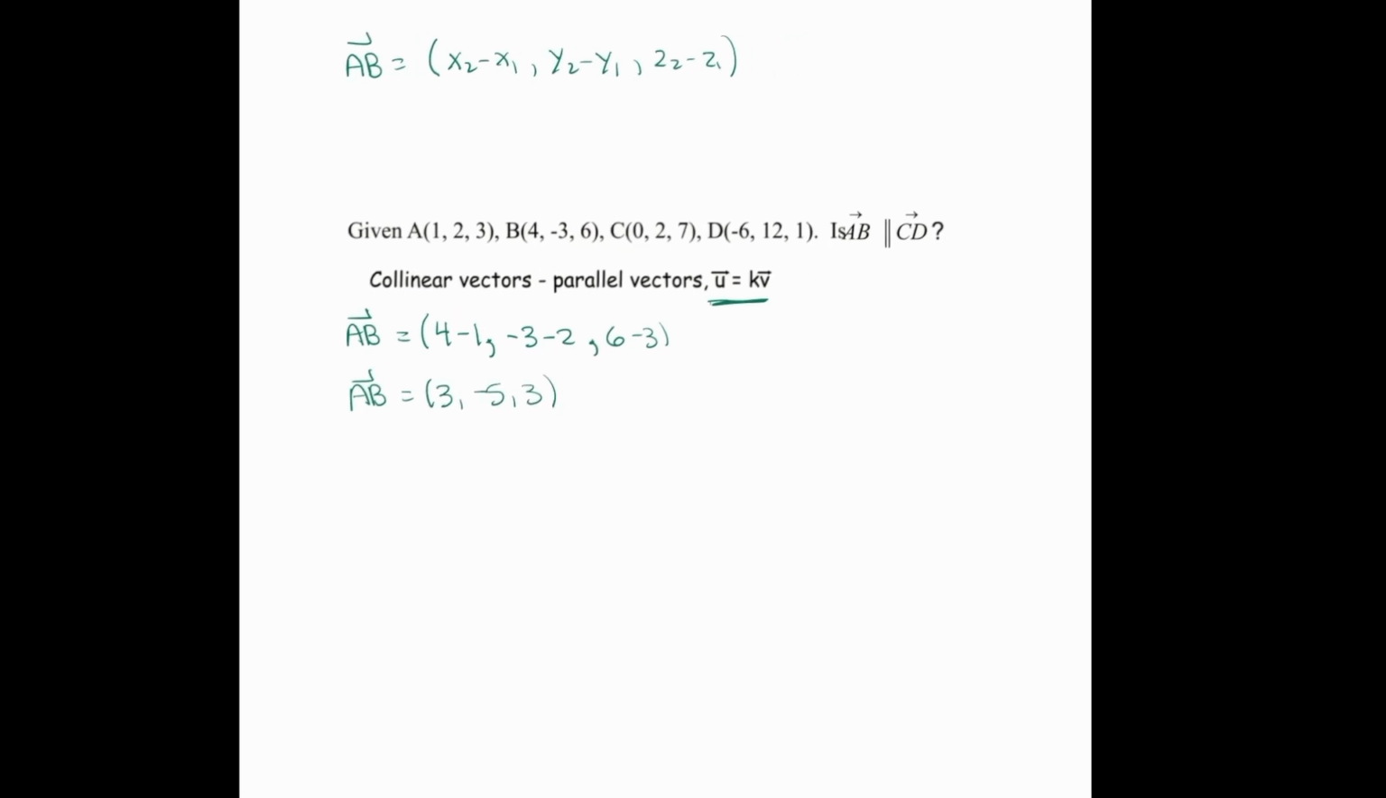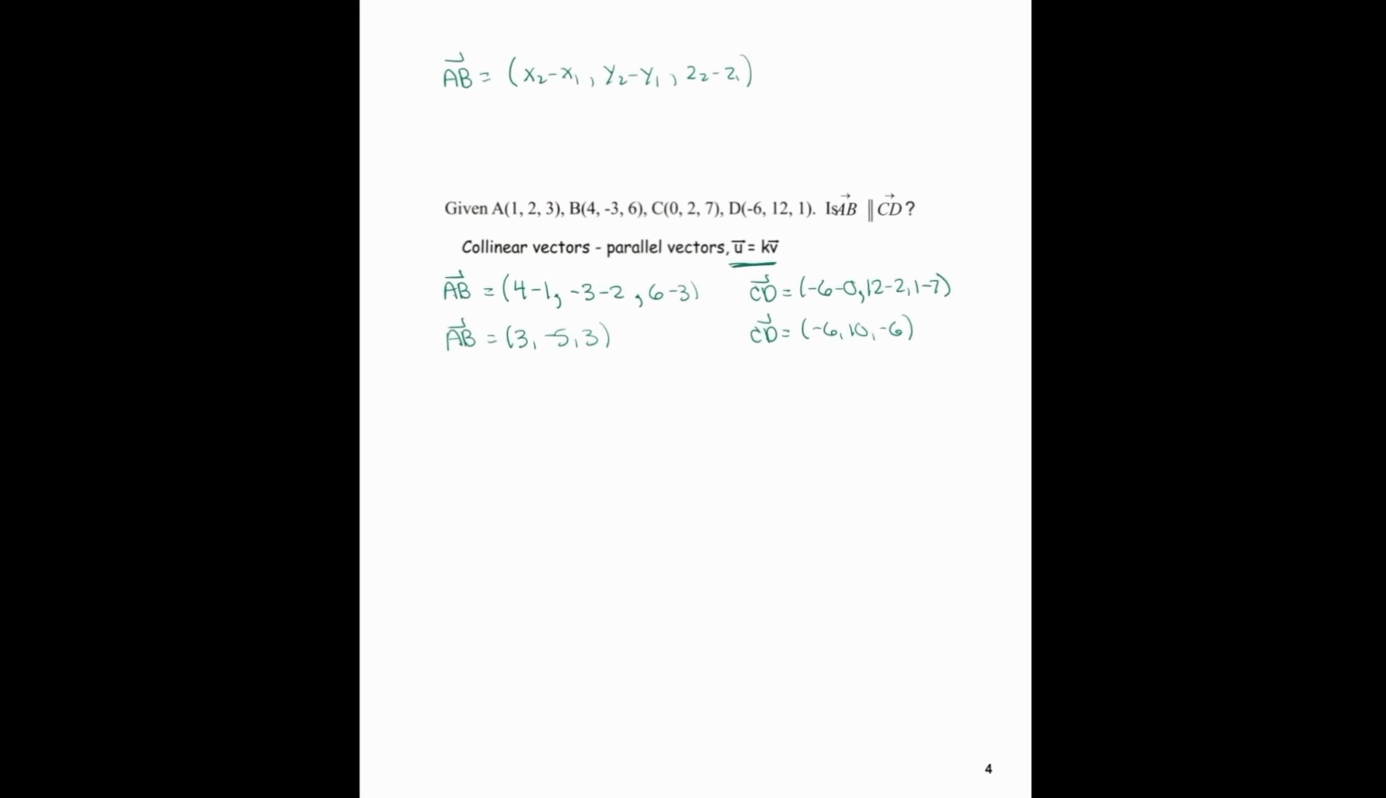Now let's do the same thing for CD using the same process. We have negative 6 minus 0 for our x value, 12 minus 2 for my y value, and 1 minus 7 for my z value, giving me a vector value of negative 6, 10, negative 6. Direction. I guess we could think of it as the direction.